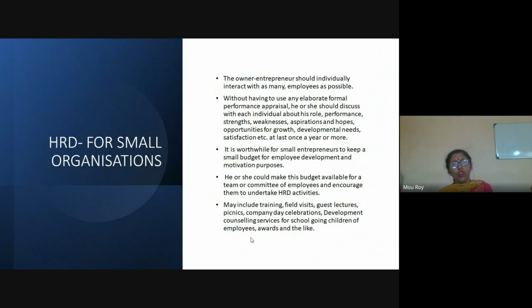Now, HRD for small organizations. The owner entrepreneur should individually interact with as many employees as possible, and it is worthwhile for small entrepreneurs to keep a small budget for employee development and motivation purposes. He or she should make this budget available to a team or committee of employees and encourage them to undertake these HRD activities, without having an elaborate formal appraisal.